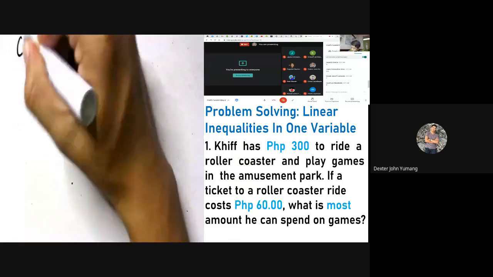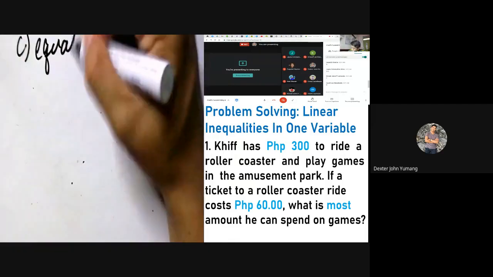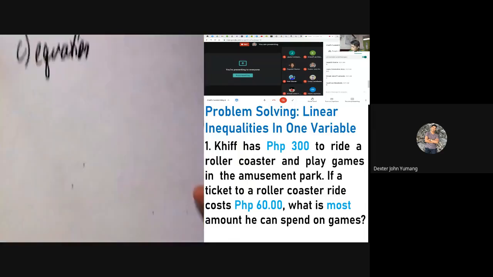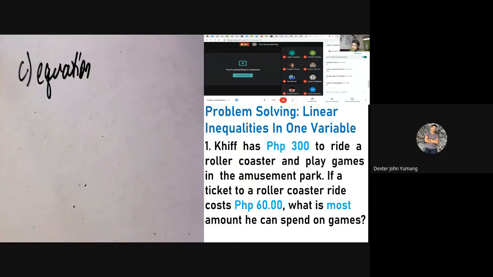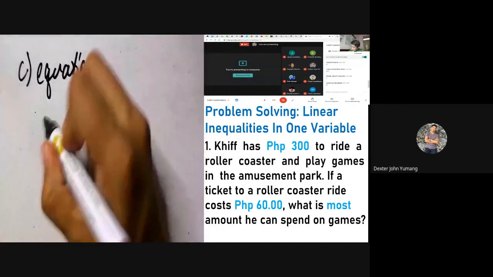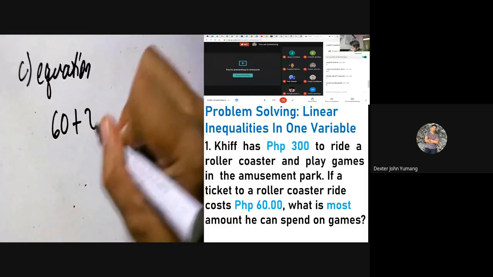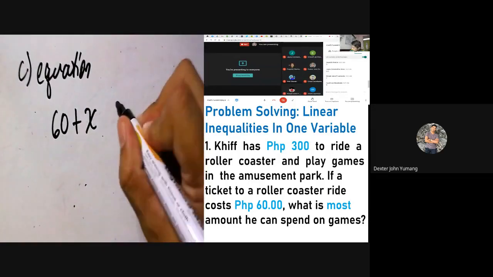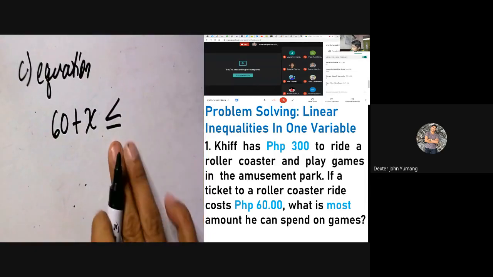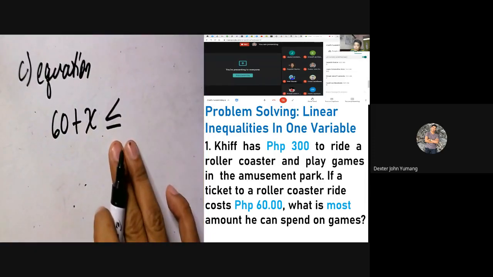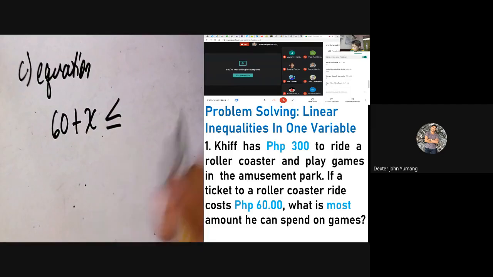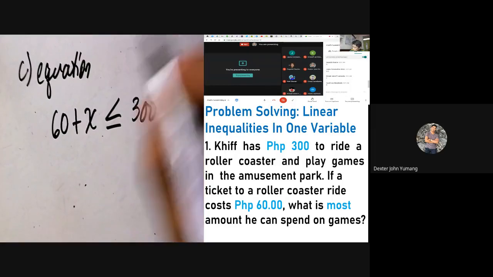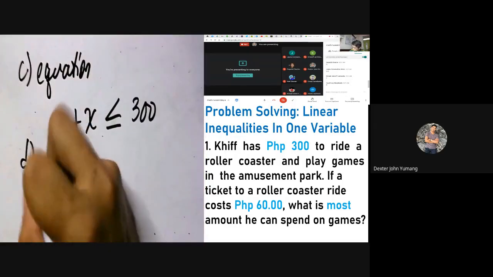So we go now to the third step, which is the equation. Okay. So, kapag i-add natin yung 60 plus x, tulad kanina ng ginawa natin sa ating given, tapos yung at most, ilagay natin dito, ito yung ibig sabihin ng at most. At most is less than or equal to. At most what? Magkano ba yung pera niya? That is 300. Okay? And that is now our equation. And we will start the solving here on letter D.